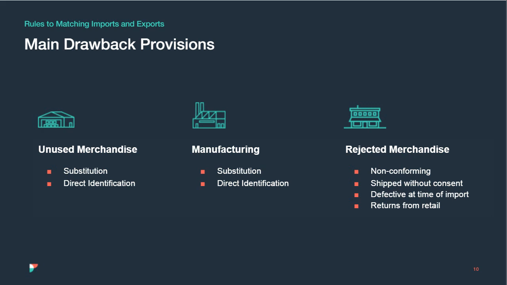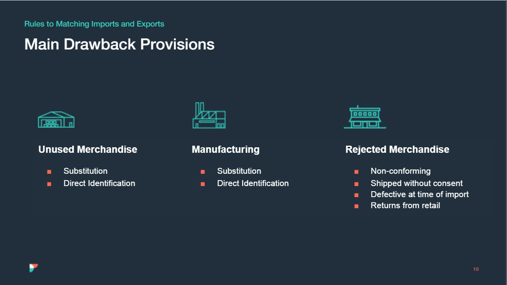Unused merchandise is exactly what it sounds like. Somebody imports something and exports it. Say, for example, you're importing a crib into the U.S. You bring it into your DC. You have a customer in Europe who wants the crib, and you export that crib out. That is a drawback eligible scenario.